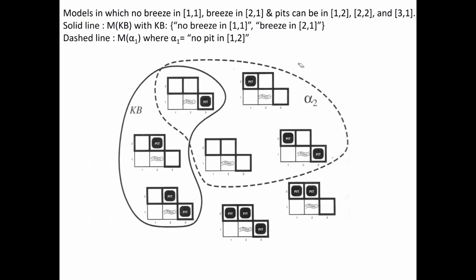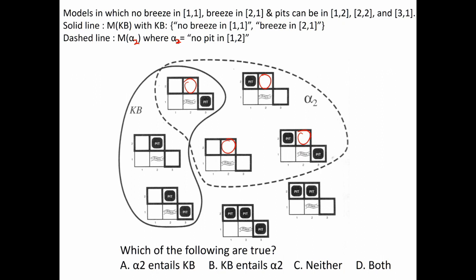So let's consider the same setup with a different alpha, alpha 2. And alpha 2 says there's no pit in 2,2. So there's no pit here. In this situation, which of the following are true? Simply put, M of KB is not a subset of M of alpha 2, and nor is M of alpha 2 a subset of M of KB.